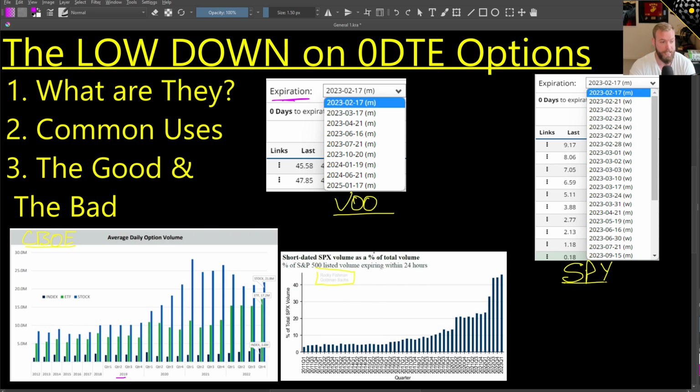The short-dated SPX volume as a percentage of total volume. Now we're honing in more specifically on the popularity of zero DTE strategies in an index ETF like SPX. Notice this parabolic rise. Looking back in 2011, it was probably 2-3% of overall SPX volume. Now it's literally surpassing 40%, and there are periods where we've seen it tick above 50% of options volume.